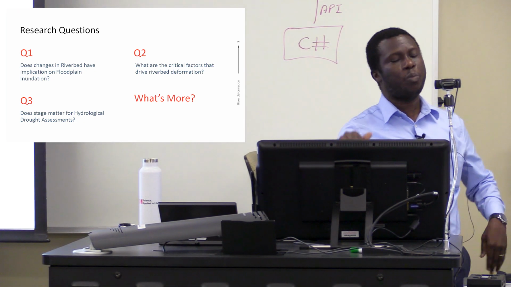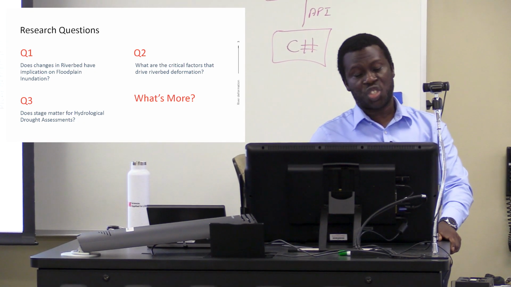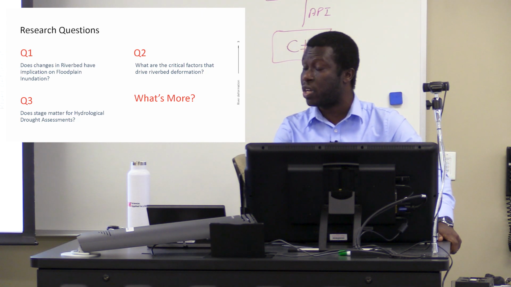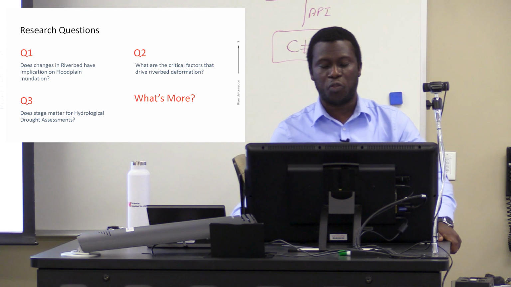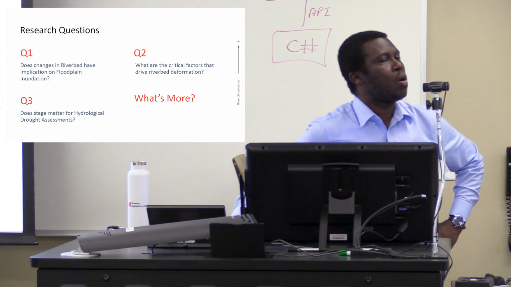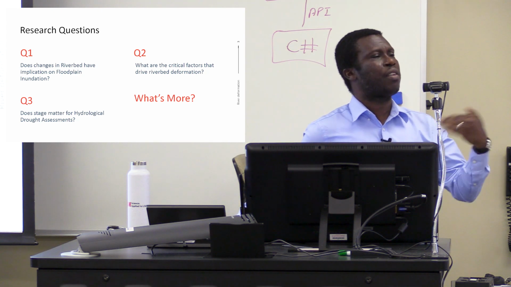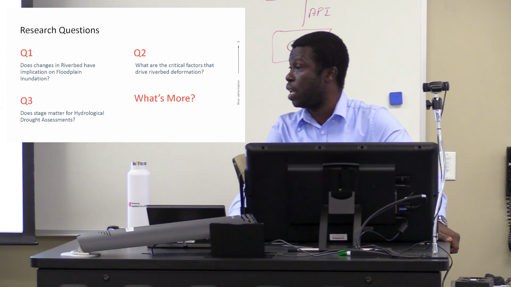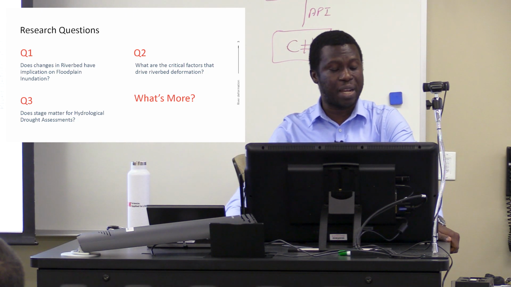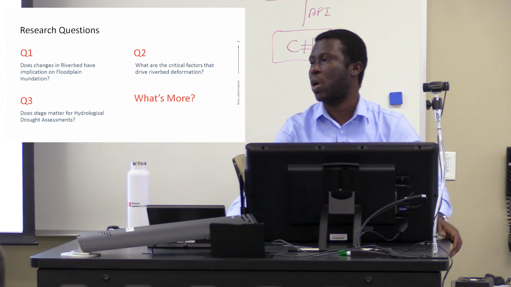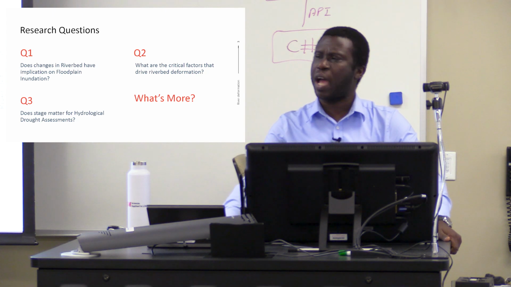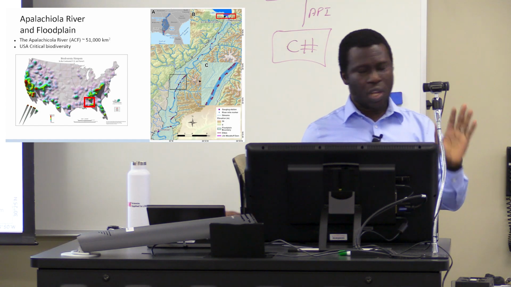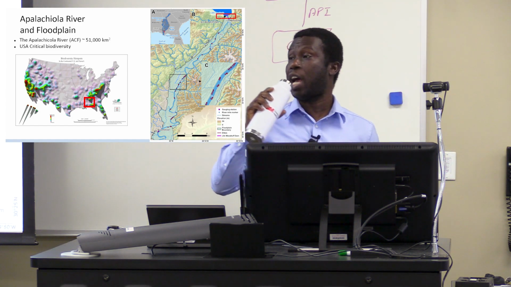In this research, I'll just jump into what the questions are. Now, do changes in riverbed have implications on floodplain inundation? That's a great question. The second question, what are the critical factors that drive riverbed deformation? What are those factors that actually drive this aggradation and degradation? Does stage matter for hydrological drought assessment? When we say stage, we are talking about water level. We are going to look at all these questions and also ask what is more after all these 3 questions. The study location for this research was actually the Apalachicola River.